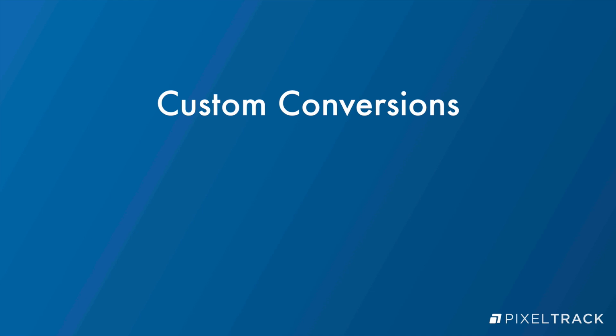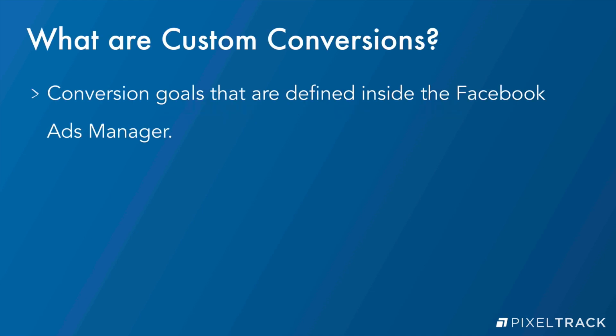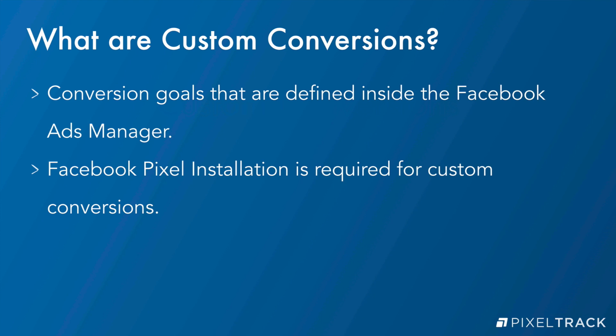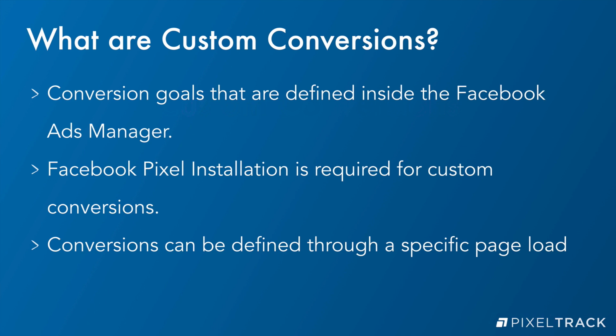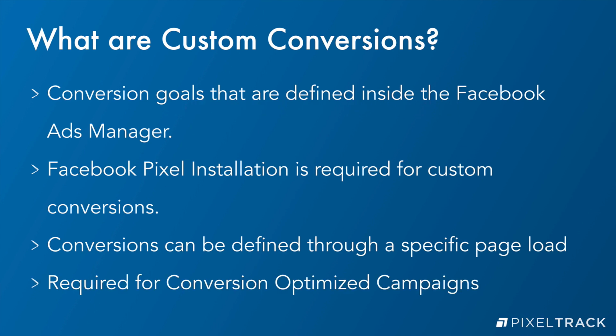So let's have a short look at what custom conversions are. Custom conversions are conversion goals that are defined inside Facebook Ads Manager. Facebook Pixel installation is required for custom conversions to be tracked properly. Conversions can be defined through a specific page load or through a specific event, and they are required for conversion optimized campaigns. You cannot run a conversion optimized campaign without having a custom conversion and setting it as a goal while you are running the ad. So we will be creating a conversion optimized campaign in the next video.